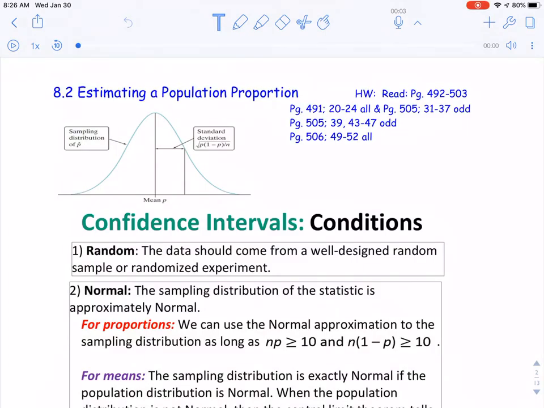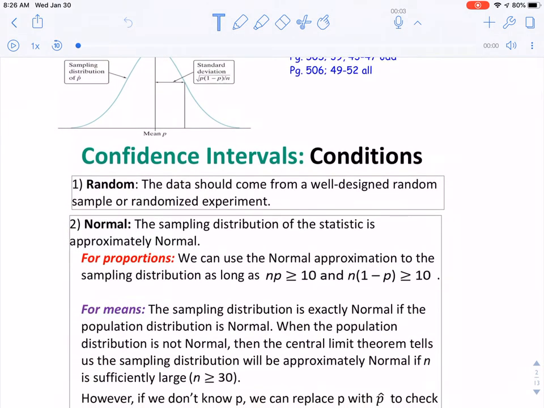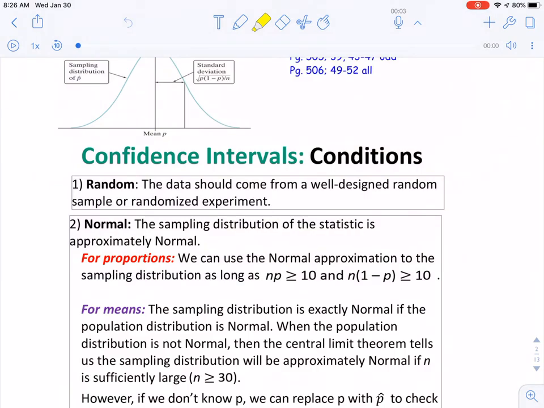Okay, this section 8.2 begins the actual process of us trying to construct these confidence intervals for population proportions on our own here. And one of the most important pieces to this process is that we have checked the conditions. And there are actually three conditions that you have to check off before you can go about creating your confidence interval.